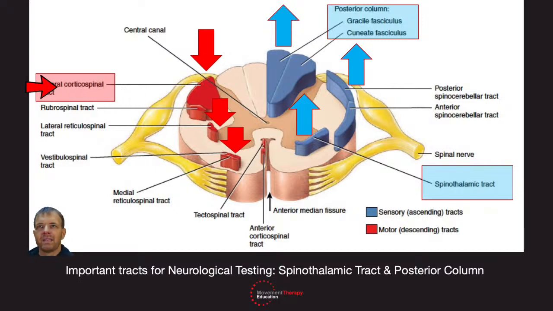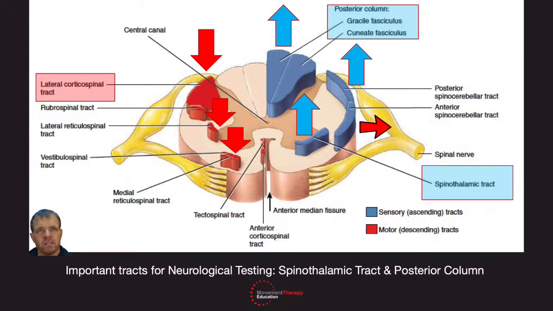Then the one we're interested in for the motor tracts is this lateral corticospinal tract. That's the one we're mainly interested in with the kind of stuff that we would be looking at. So the important tracts for neurological testing are the spinothalamic tract and posterior column. Those are our main ones. And for motor, we're looking at this lateral corticospinal tract. So hopefully that makes that picture make a bit more sense now.